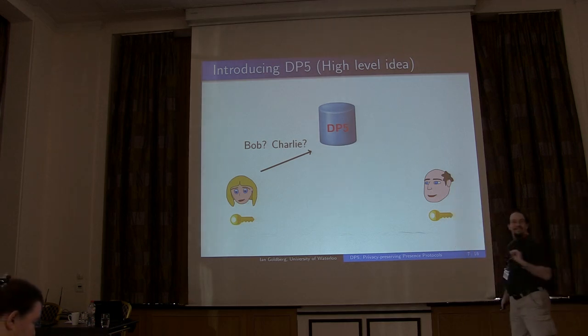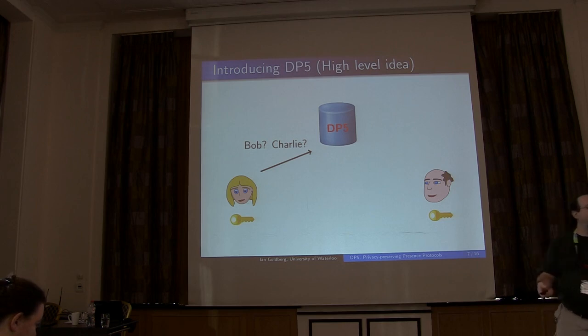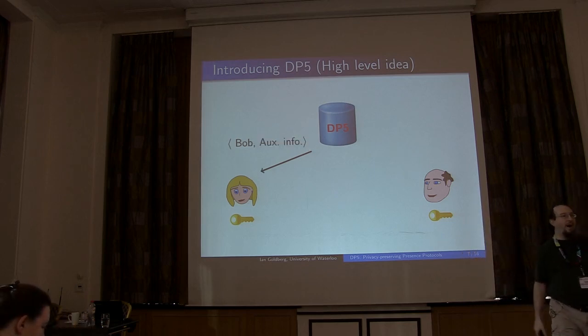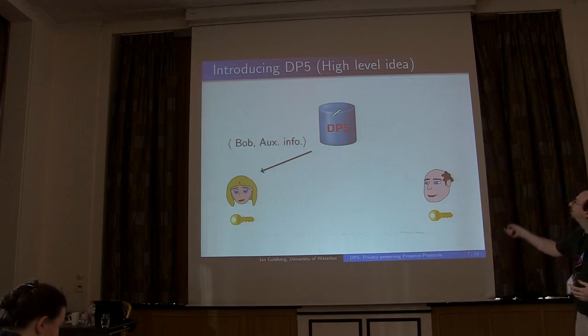So Alice asks the server, do you have a record from Bob? Do you have a record from Charlie? And the server says, oh, why yes, here's a record from Bob along with the auxiliary info. Of course, again, this is all encrypted, right?